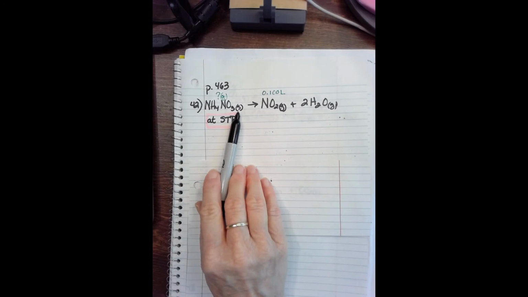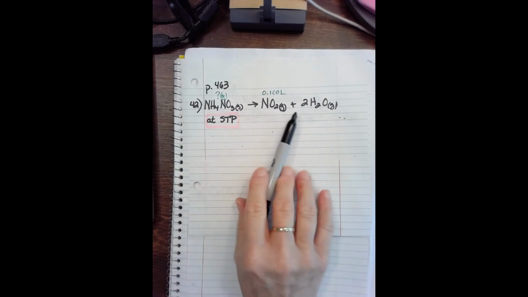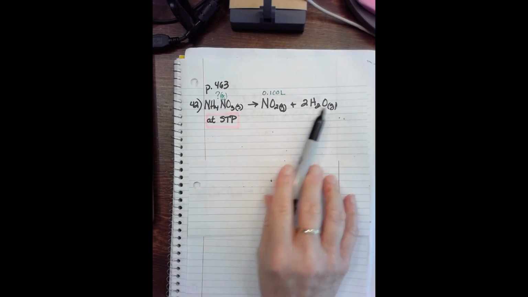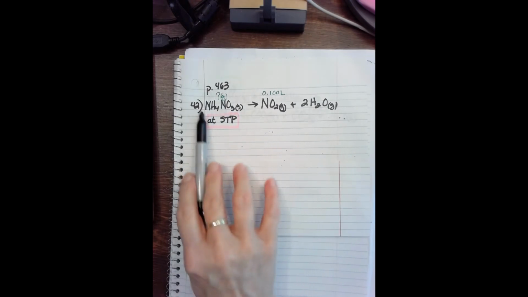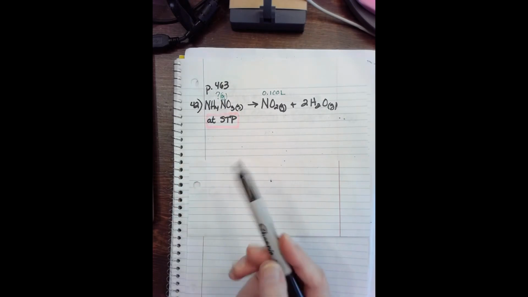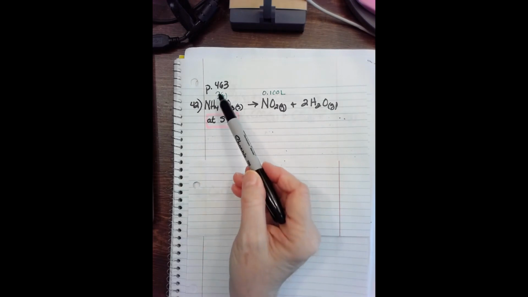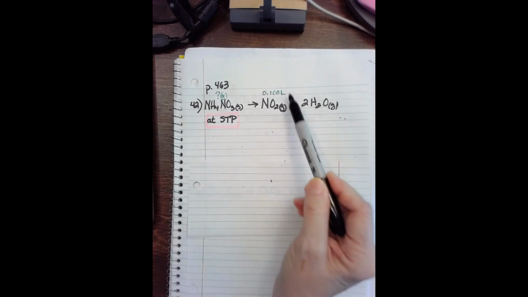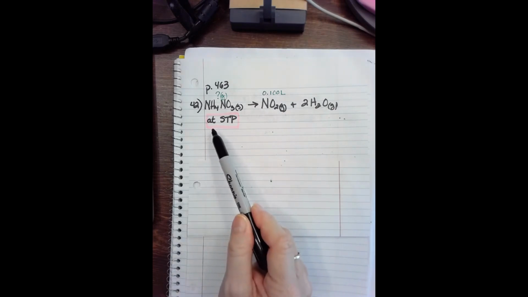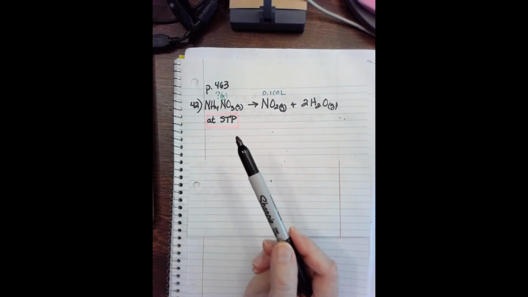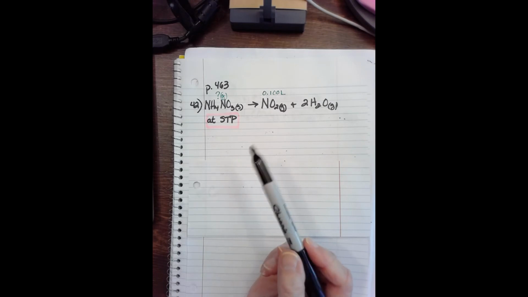So this is not a gas. This is a solid. These two are gases. That's okay. We can't determine anything about the volume of this solid, but it actually is not asking us that. It's asking us for how many grams of that. How many grams of this will we get if we use 1 liter of this? And now we're at STP. So let's think about how we can solve this problem.